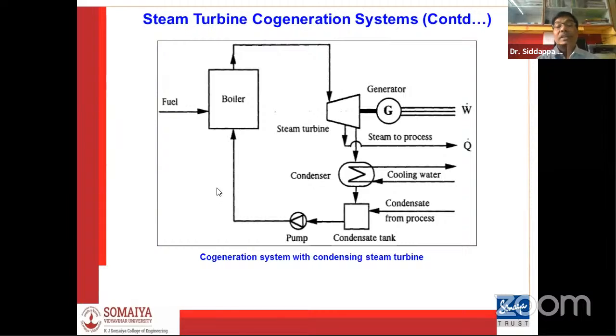This is called a condensing steam turbine power plant, where I use the steam for different process applications, and I can also allow the steam to expand to a very, very low pressure, because if I'm putting in a condenser, the main purpose is to create a suction, such that the steam is expanded in the turbine to as low a pressure as possible, depending upon the vacuum created in the condenser.